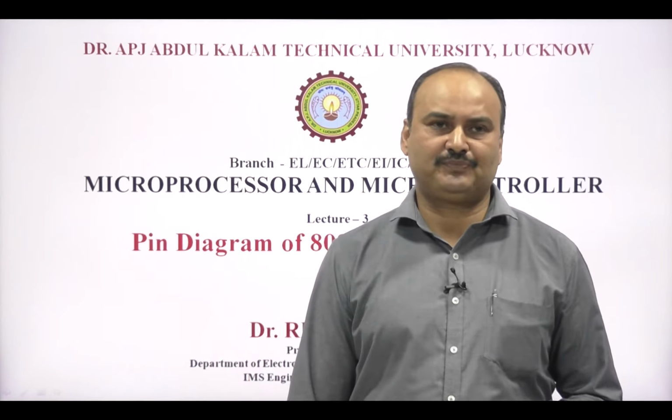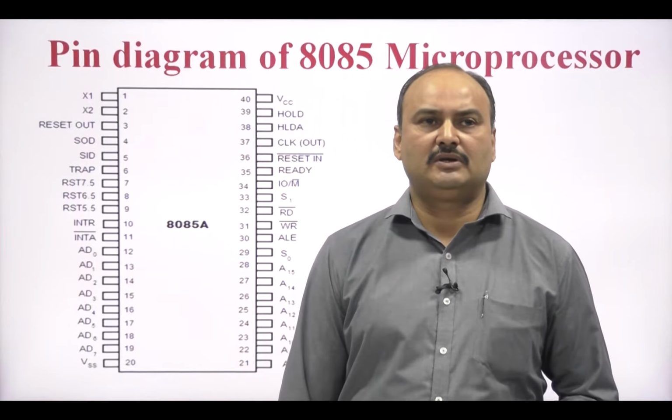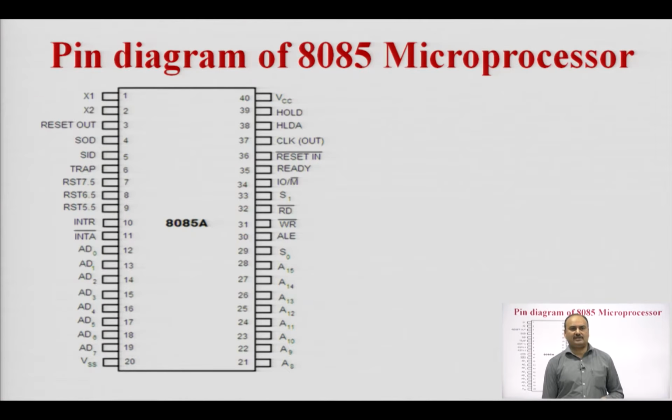Today in my lecture, I am going to discuss the pin diagram of the 8085 microprocessor. The 8085 microprocessor is a 40 pin IC, in the form of an integrated circuit. So, this is the pin diagram of the 8085 microprocessor. It consists of 40 pins, and each pin of the microprocessor is dedicated to a particular operation. So, let us start discussing these pins one by one.